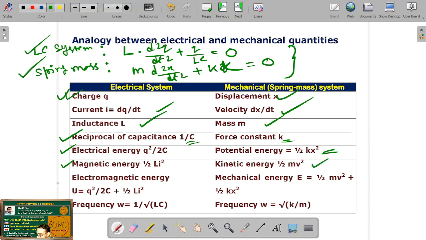Next, the electromagnetic energy, the total energy, that is U equals q square by 2C plus half Li square, is analogous to the mechanical energy of the spring-mass system. And finally, the natural frequency of the LC system, that is omega 0 equals 1 by root under LC, is analogous to the frequency of the spring-mass system, which equals root under K by M. So these quantities of the electrical system are analogous to these quantities of the mechanical spring-mass system.